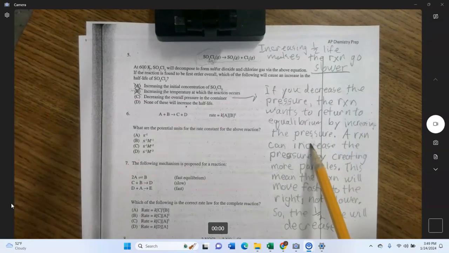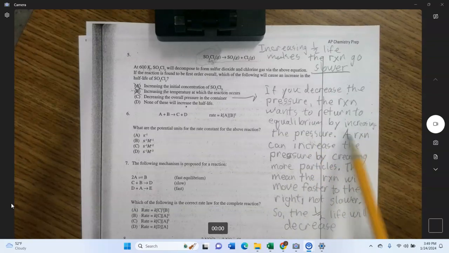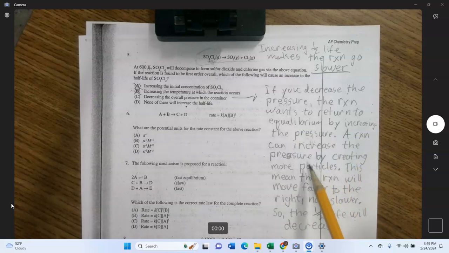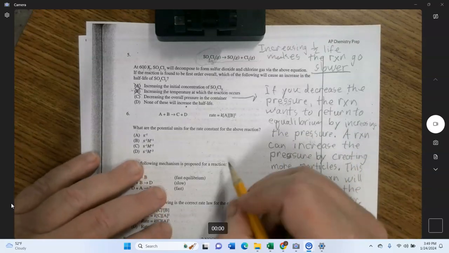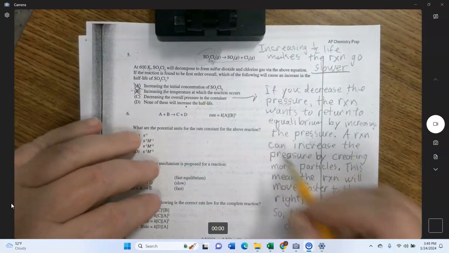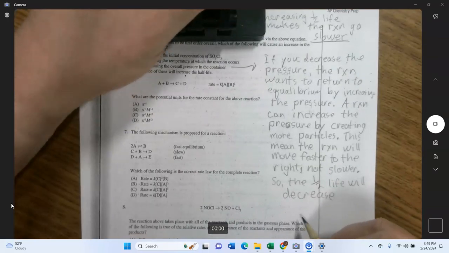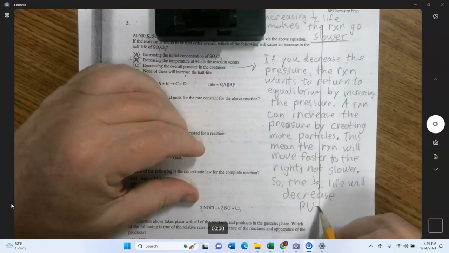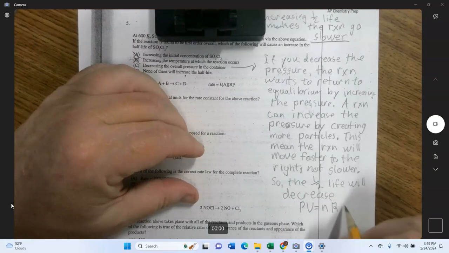Now, at the time we did this sheet last week, you hadn't learned about equilibrium, about Le Chatelier's principle. So you didn't know this concept. Now, a reaction can increase the pressure by creating more particles, because by the equation PV equals nRT, I'm trying to find a place to write this.